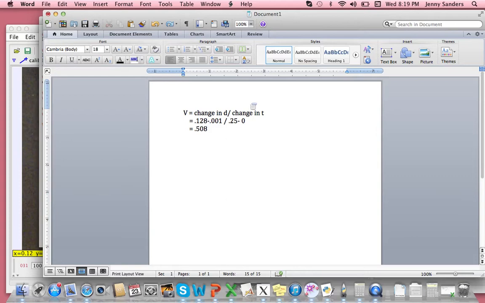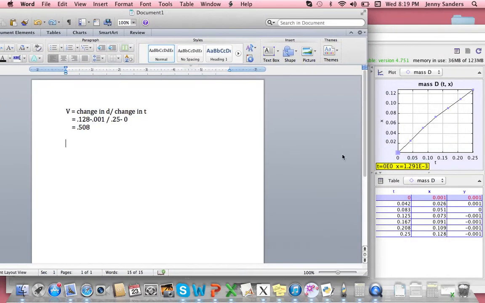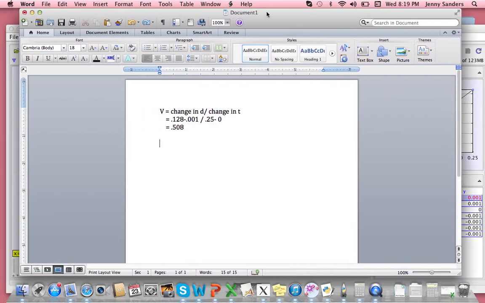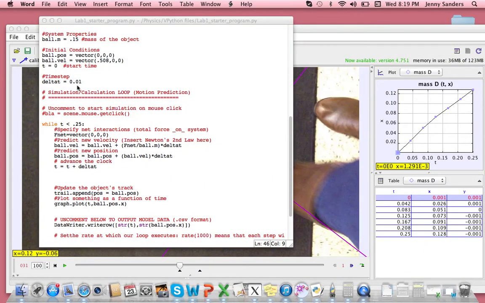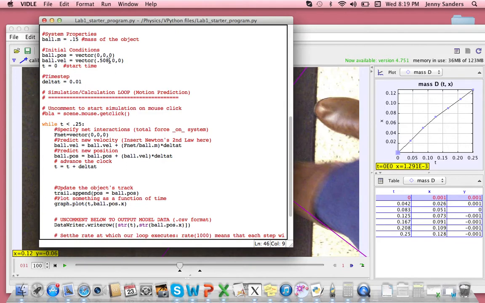I found the initial velocity by dividing the total distance, right here, by the total time. I found the distance by looking at my tracker information, and I did the final position minus the initial position, right here, divided by the total time, which is 0.25 seconds. And I got 0.508 as my initial velocity. I plugged that in right here as my initial velocity.